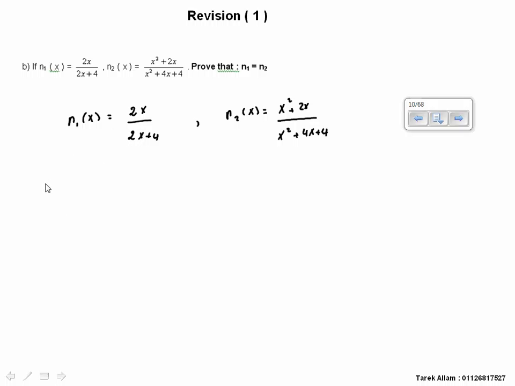So let's start dealing with the first function, n1(x). n1(x) equals 2x over (2x plus 4). I want to put it in the simplest form. I will factorize first, so I will take 2 as a common factor from the denominator, giving 2 times (x plus 2). I can find the domain here before simplifying. The domain is R except negative 2. Then I will continue simplifying. So n1(x) in its simplest form equals x over (x plus 2).